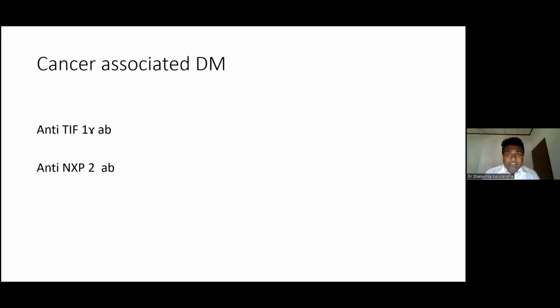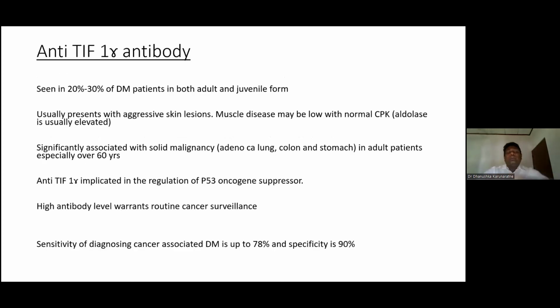There are 2 culprits, anti-TIF1 gamma antibody and anti-NXP2 antibody. Talking about the anti-TIF1 antibody, which is quite common among dermatomyositis patients, accounting for 20 to 30% of the patients, this is seen in both the adult form and the juvenile form in children. However, in adults, this is associated with malignancies, and you have to worry about it.